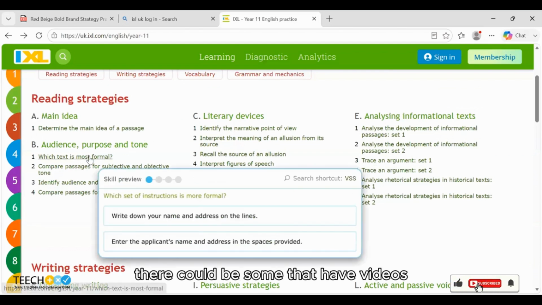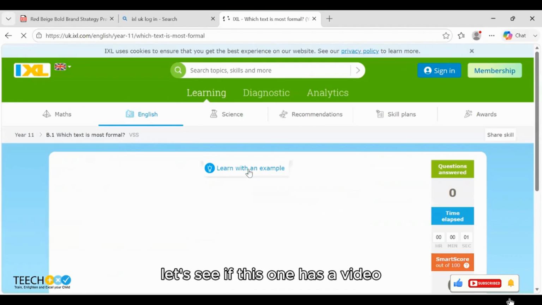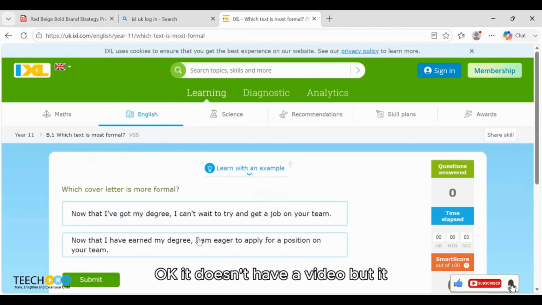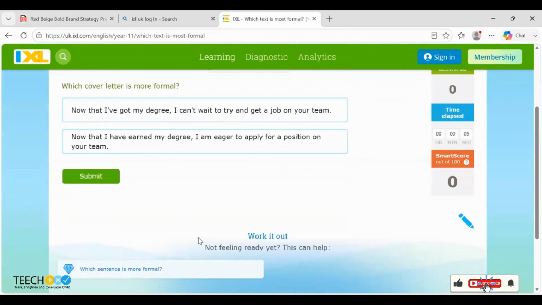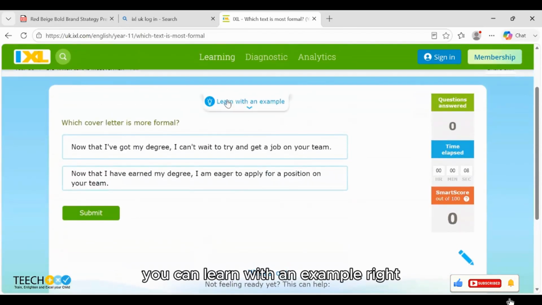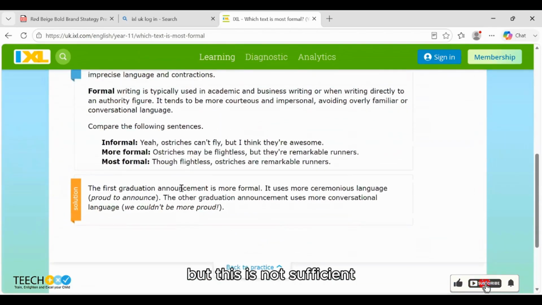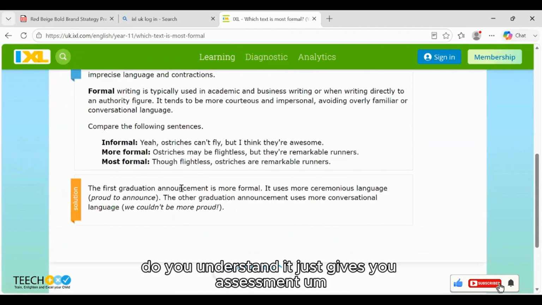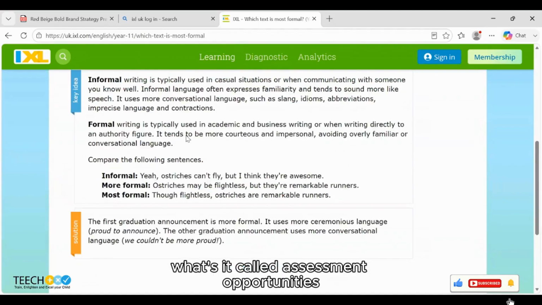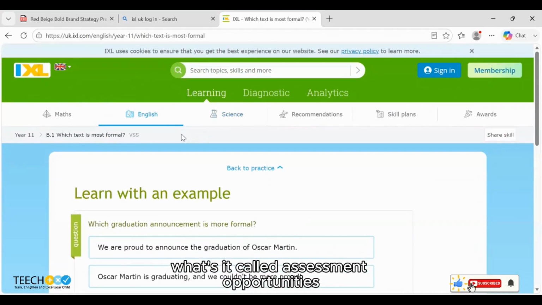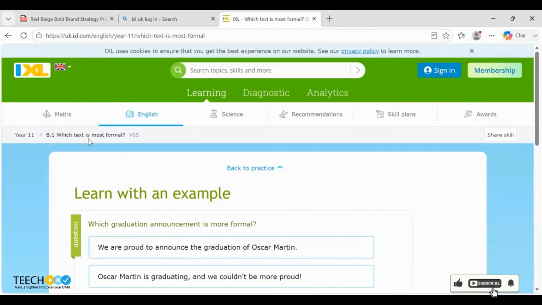It is giving you assessment resources. There could be some that have videos. Let's see if this one has a video. Okay, it doesn't have a video, but you can learn with an example, right? But this is not sufficient enough for you to have your class with. Do you understand? It just gives you assessment opportunities. So I think that's that.